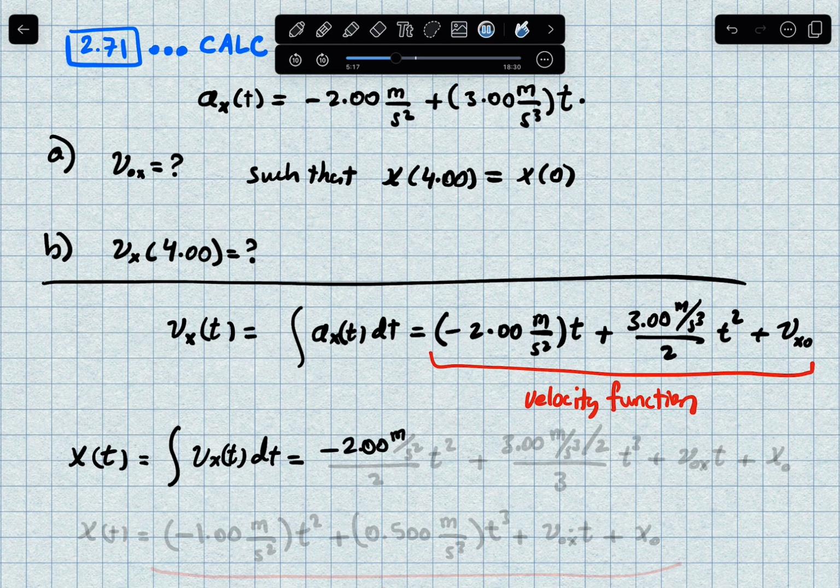-2 meter per second squared over 2 t squared, plus 3 meter per second cubed over 2 over 3 and t cubed, plus v naught x t, plus the initial position, which is the constant. Now I can simplify this a little bit.